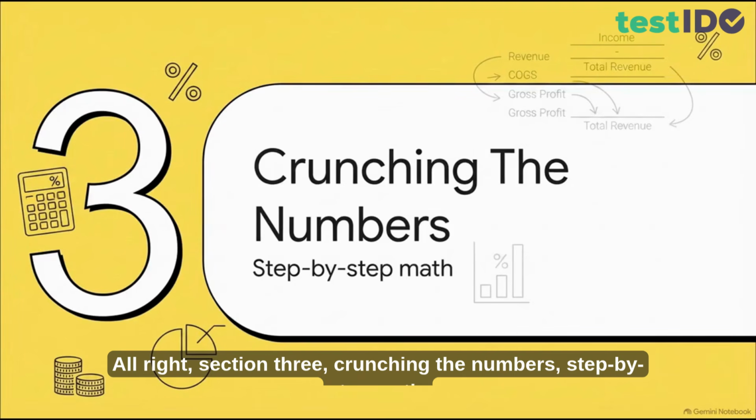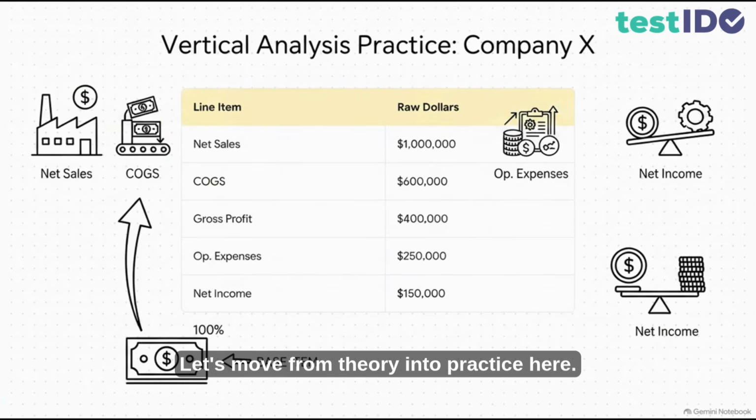All right, Section 3, crunching the numbers, step-by-step math. Let's move from theory into practice here. We've got an income statement for company X. We're looking at net sales of $1 million, cost of goods sold at $600,000, which leaves a gross profit of $400,000. We subtract $250,000 in operating expenses, and we land at a net income of $150,000.